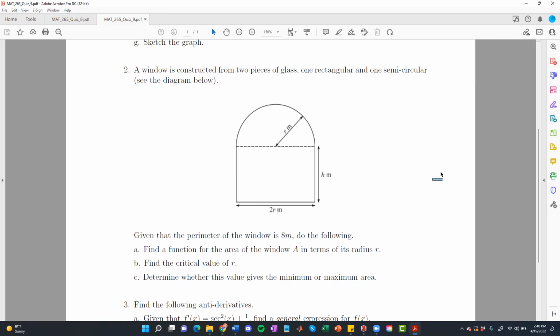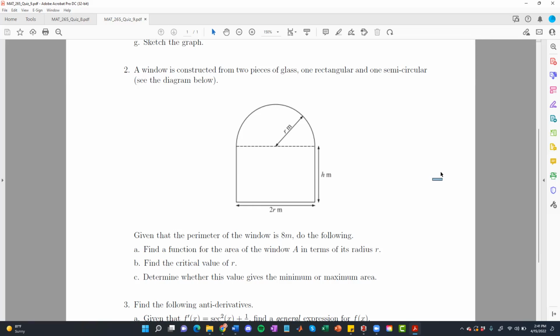So 8 equals 4R plus pi R. 8 equals R times 4 plus pi. So R equals 8 over 4 plus pi. And I believe that's B. That value is a critical value because for that value of R, the area is neither growing nor shrinking. So that's B. Any questions on how we figured out that critical value of R?